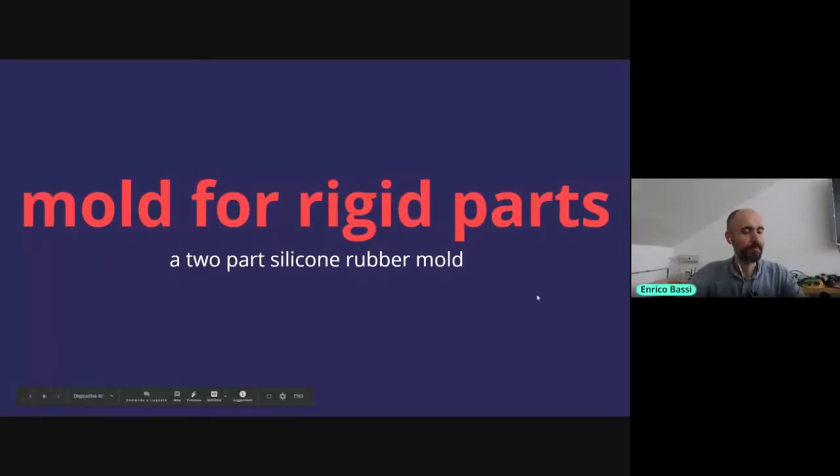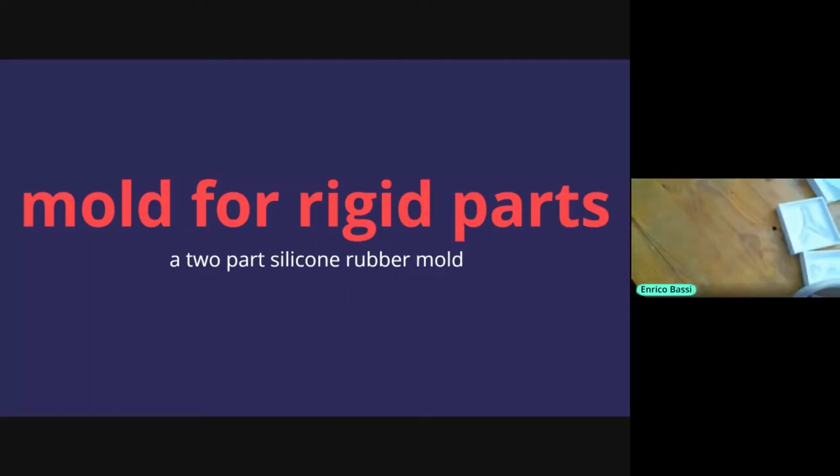So the most traditional, let's say the most common kind of mold is this. So when you say silicone rubber mold, people think about what I'm going to show you in a second. To simplify a bit, let me show you the final result. Okay, can you see the camera? Yes, again. Cool. So basically, the most common kind of mold made out of silicon is basically this.